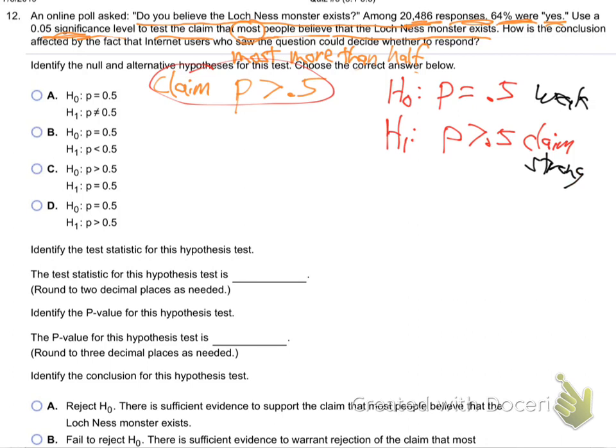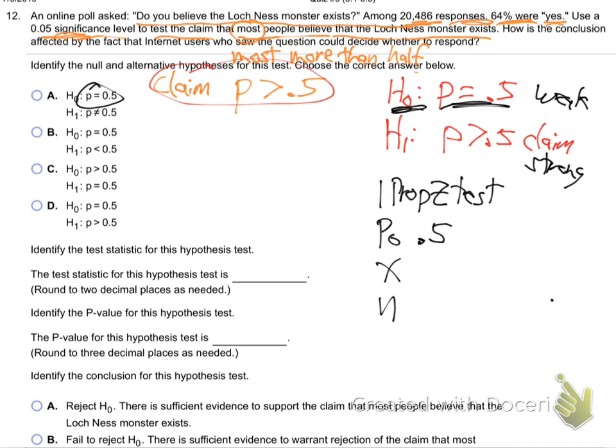All right, so now let's go to our calculator. This is a p-test, right? So I'm going to go to our calculator and do 1 proportion z-test. Okay, and then the first thing it asks us is P0. That's always the number next to H0, 0.5. And then it asks us for X, and N's always the total. What's the total number of people?